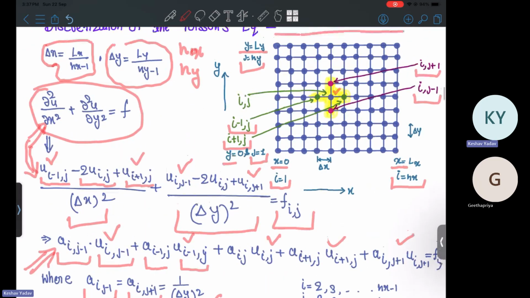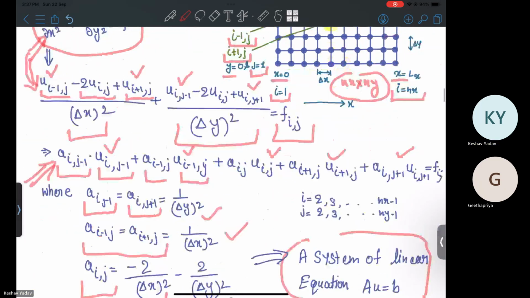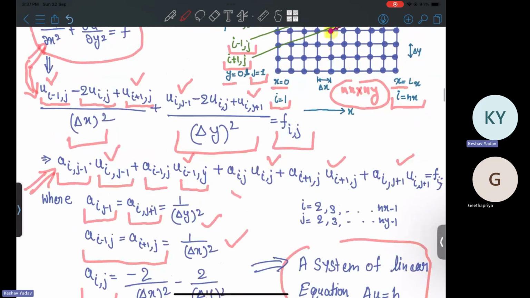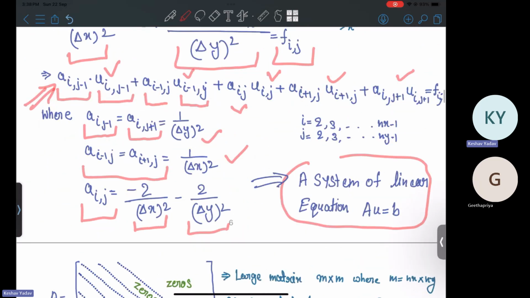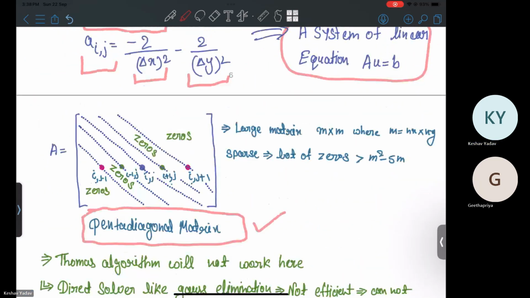So for every equation, all the terms that we are seeing are nx multiplied by ny terms, all the terms we are seeing in this equation. Only there is one thing: the coefficient for other grid points is 0 except these 5 points. Okay. So if we write this A matrix, what is this A matrix?